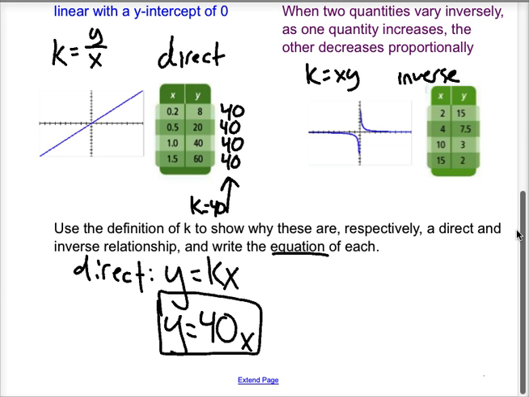2 times 15 is 30. 4 times 7.5 is 30. 10 times 3 is 30. 15 times 2 is 30. Now, again, notice they all multiplied to be the same thing. And that is the definition of being inverse. So that means my k is going to be that 30, that constant that they're all multiplying to.